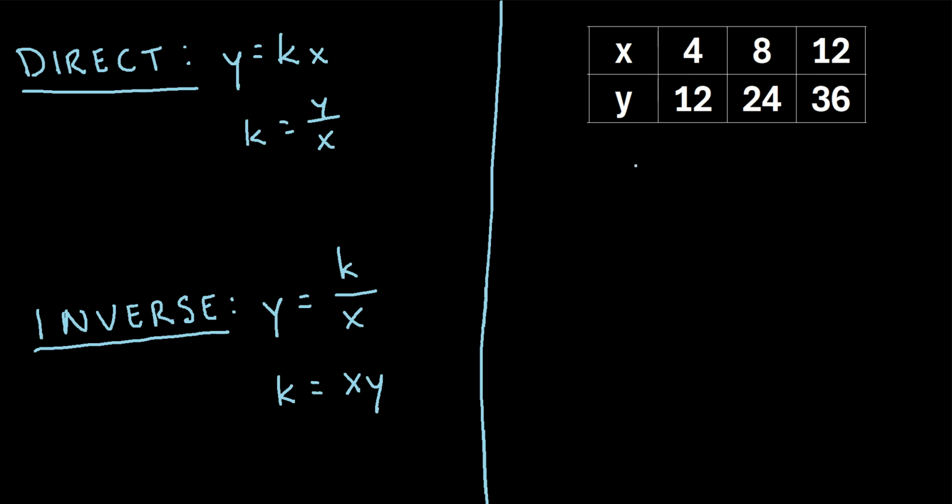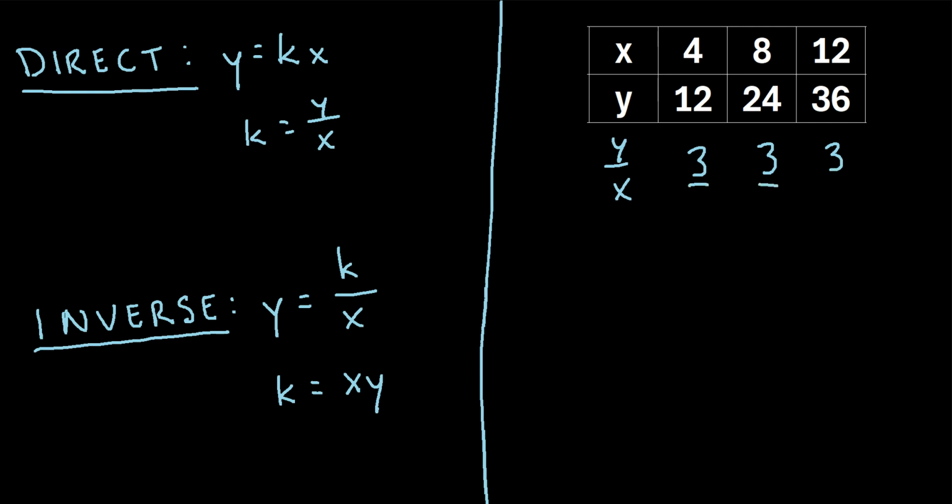All right, let's try another example. Let's say we have this table of x and y values, and we want to know if it represents direct variation or inverse variation. So again, let's first try to see if this equation is true for direct variation. So we'll say y divided by x. So here we would get 12 divided by 4, that's 3. 24 divided by 8, that's also 3. And 36 divided by 12, that's also 3.